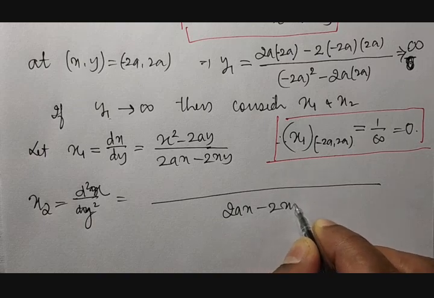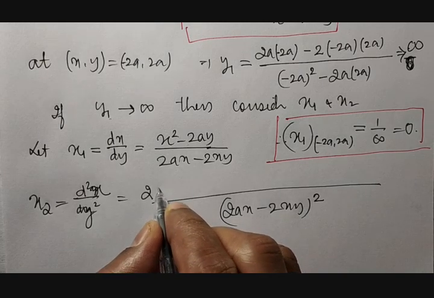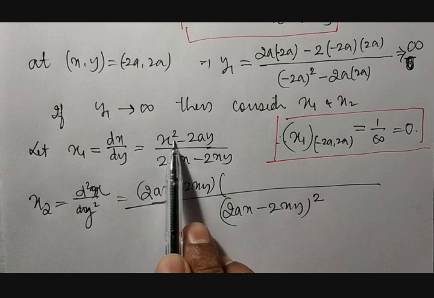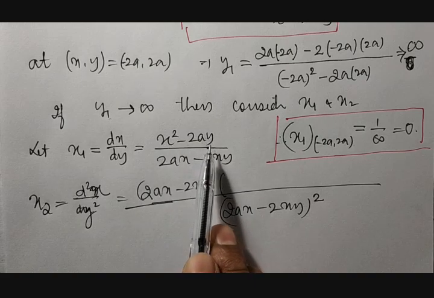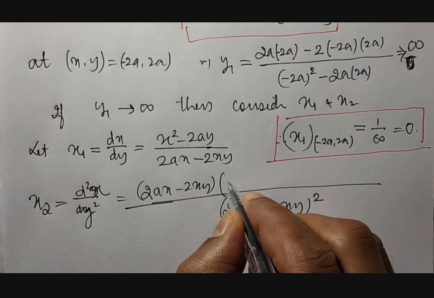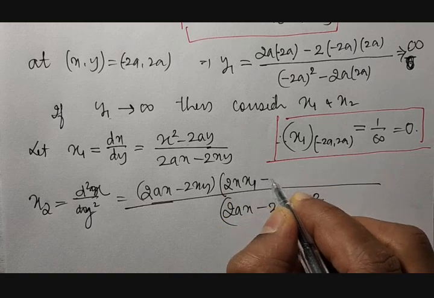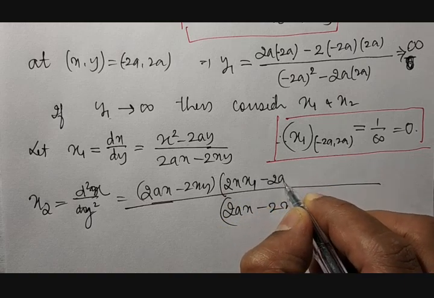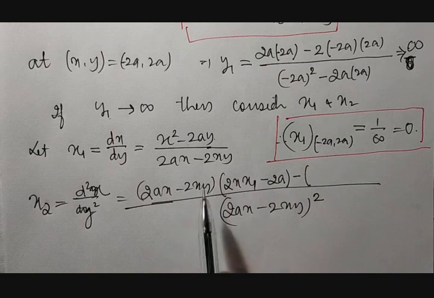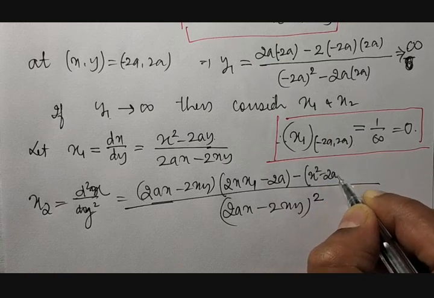2ax minus 2xy the whole square, u by v form. Then it is 2ax minus 2xy into differentiation of numerator with respect to y. The differentiation of numerator x square is 2x into x1. Fine. Minus 2a common. Then differentiation of y with respect to y is 1. Minus differentiation of numerator as it is, x square minus 2ay as it is.